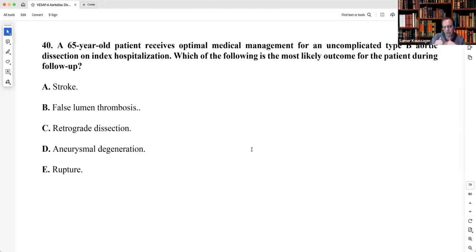Right, because look at the numbers. If you follow them up, the chance to get stroke is very low. False lumen thrombosis is very low. Retrograde dissection, maybe 1 or 2%. It's very low. Aneurysm degeneration is about 40-50%. Rupture could happen, but I think it's about 5%. So they want the most likely. All could happen, but the most likely outcome is aneurysm degeneration. Okay.